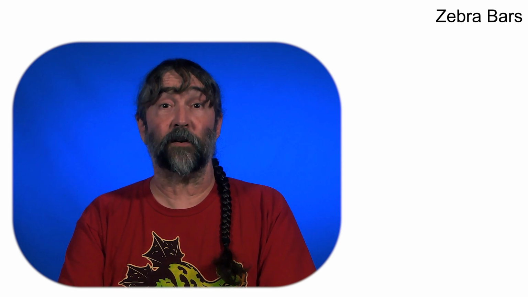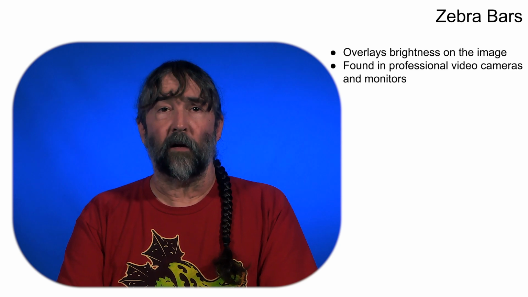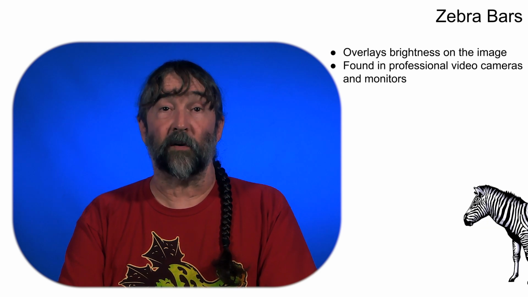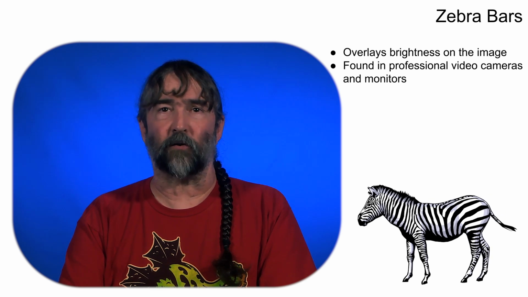Our next tool is called zebra bars. Zebra bars are a standard feature in any professional video equipment, and I'm very used to working with them personally, but they're really quite useful. The zebra bars are superimposed over the image you're looking at in your viewfinder. And they're animated. Sometimes people call these crawling ants.